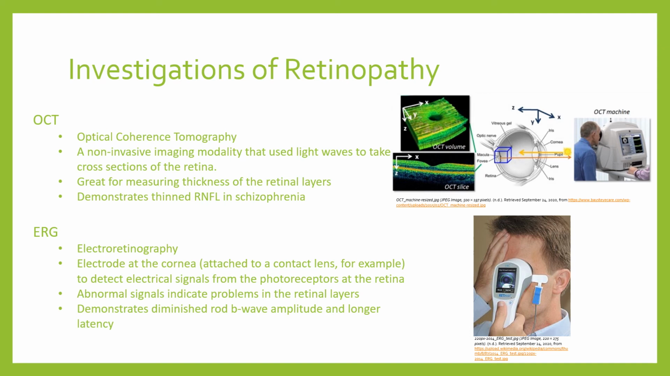And the ERG is electroretinography. This is a method where an electrode is attached at the cornea. This electrode detects the electric signals from the photoreceptors at the retina. Any abnormal signs would indicate problems in the retinal layer. And also in schizophrenia, the ERG tends to demonstrate a diminished rod B wave amplitude and longer latency.